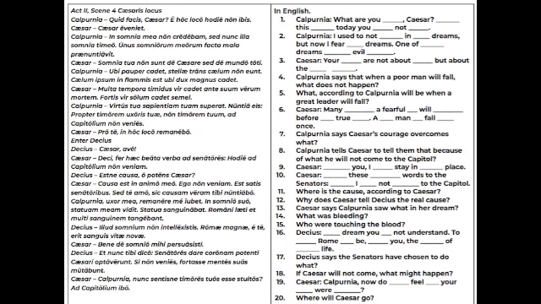Nuntia eis, tell to them, because of the fear of your wife, not your fear, or your own fear, to the Capitol you shall not come, or you will not come. So, nuntia eis, tell to them, propter timorem uxoris tuae, because of the fear of your wife, not your fear. To the Capitol you will not come, ad Capitolium non venies.